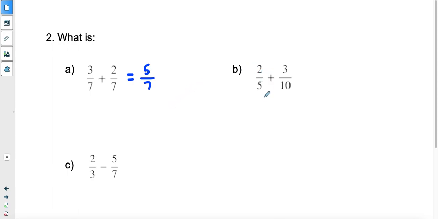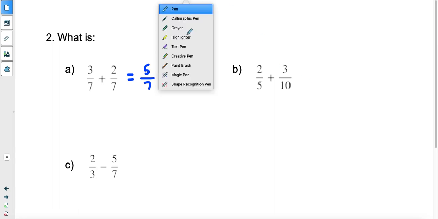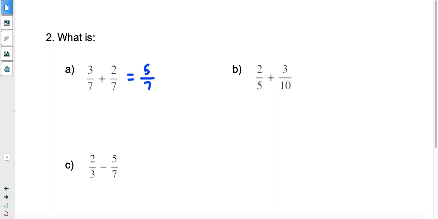Okay, next one here. 2 over 5 plus 3 over 10. This time, though, my denominators here are not the same. Here my denominator is 5, but here my denominator is 10. So what I need to do is make my denominators the same. And how can I do that? Well, I can multiply this 5 by 2. If I multiply this 5 by 2, then I'll get 10, and my denominators will be the same.